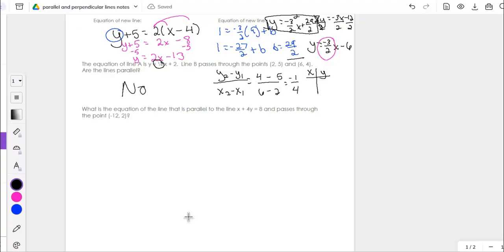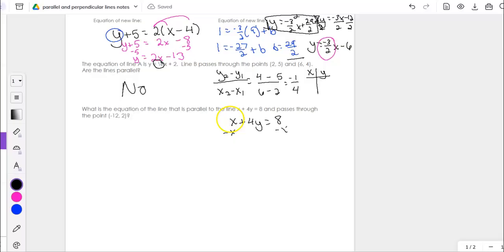All right, last one for parallel lines. What is the equation of a line that is parallel to the line x + 4y = 8 and passes through the point (-12, 2)? Okay, kind of like the one above, you do need to first make sure you figure out your slope from your standard form. So you need to solve for y.